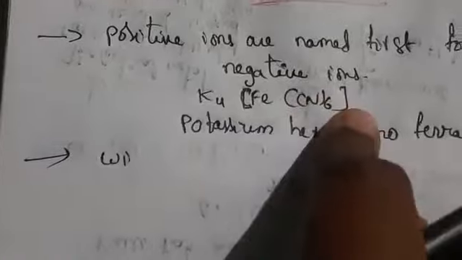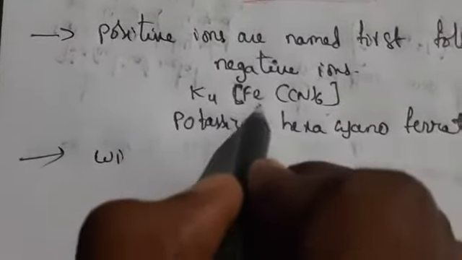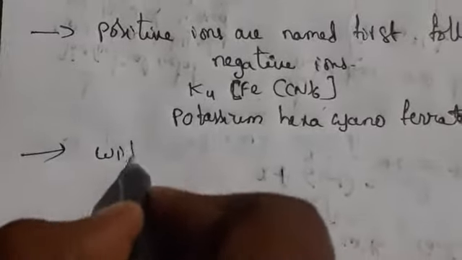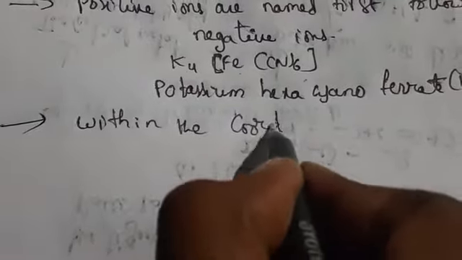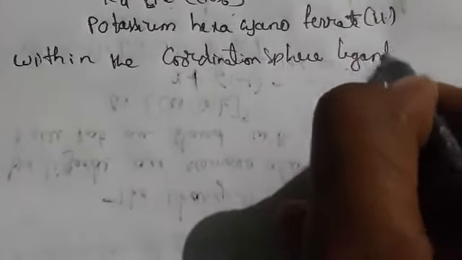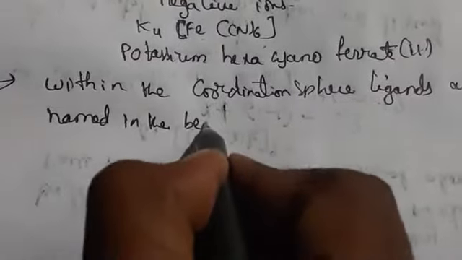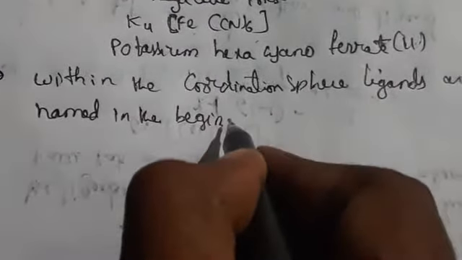So this is the coordination sphere. First the ligand you have to write, then only this one. That is what we are mentioning here: within the coordination sphere, ligands are named in the beginning. Okay, so first what we have to do is write them in the beginning, then we have to follow the order.